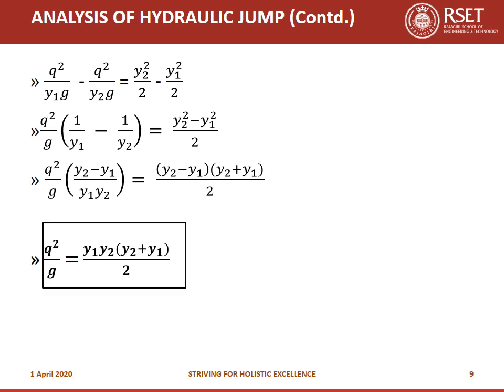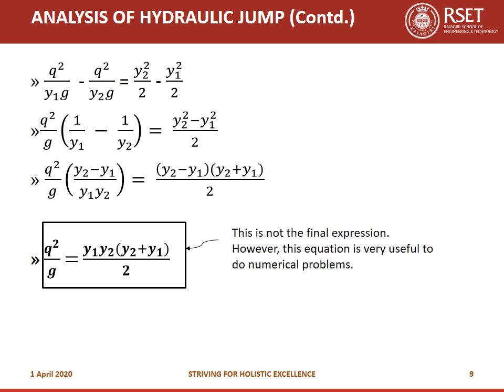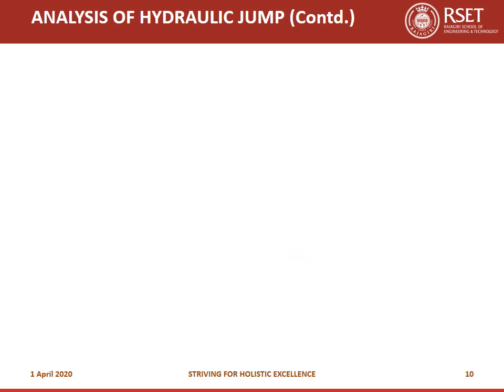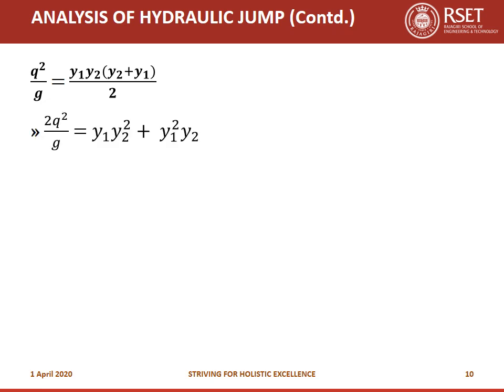However, this is not the final expression. Yet, I am going to put a box around this equation, because this equation is very useful when you're doing numerical problems. So you can keep it aside as a useful formula, but we're going to analyze further than this. So you've got Q squared by g is equal to y1 y2 by 2 into (y2 plus y1). Now we're going to go further than this.